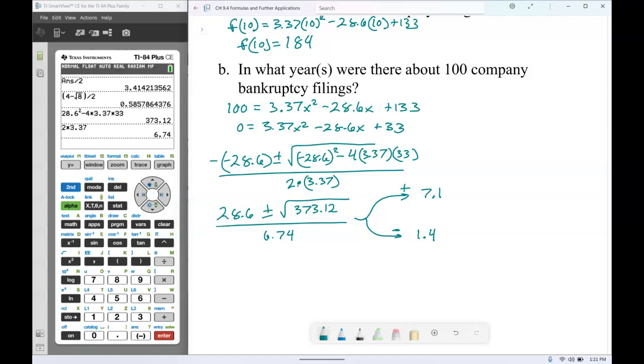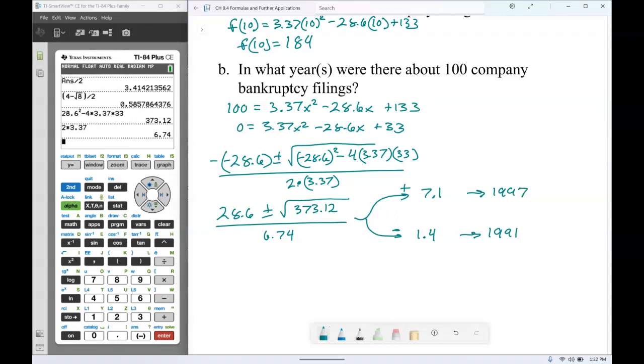So, in what years were there 100 company bankruptcy filings? 1992. Don't round. Or, I guess, round down to the nearest year. 1991. 1997.